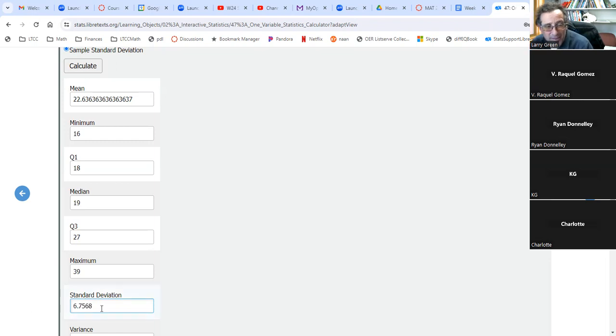Because the standard deviation kind of gives you an idea of how far from the mean most of the students are. And if they're about 6.7568, or about 6.8 years from the mean, that means that we have a spread. We have a common spread of around 13 years, which is a pretty big spread for age. Does that make sense to everyone?